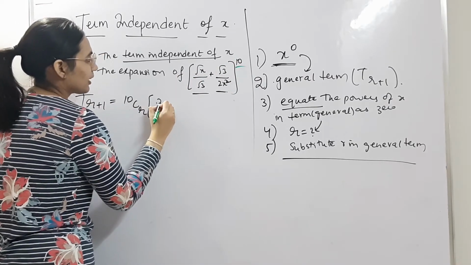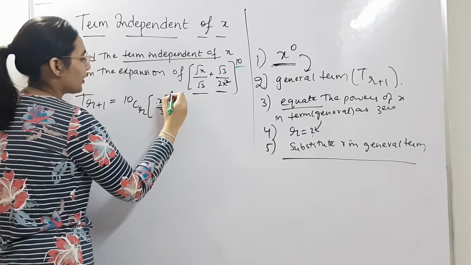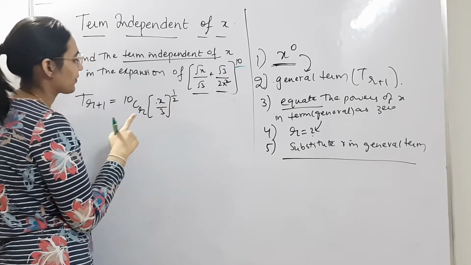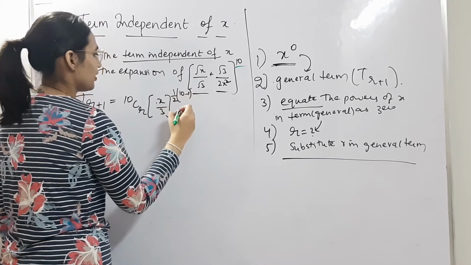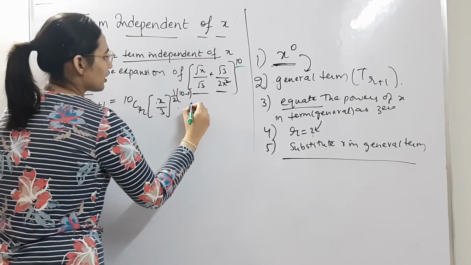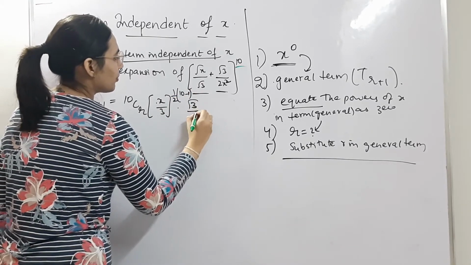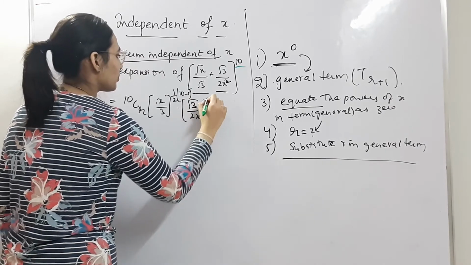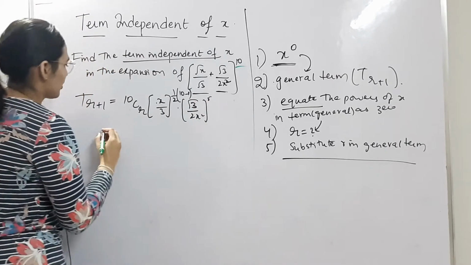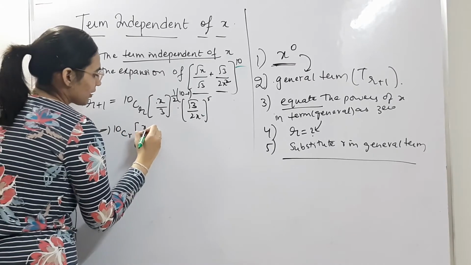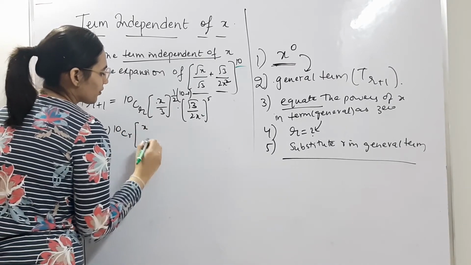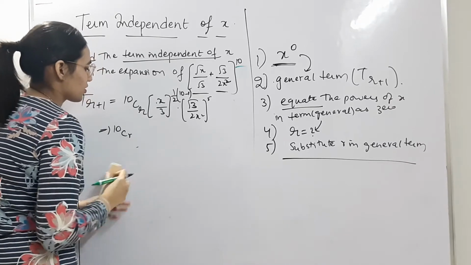Into (x by 3) whole power of 1 by 2, because root. And then we get 10 minus r into (root 3 by 2 x squared) whole to the power of r. Right. So now 10Cr, we'll need to simplify it. X to the power of... let's try to put x and the constants differently.